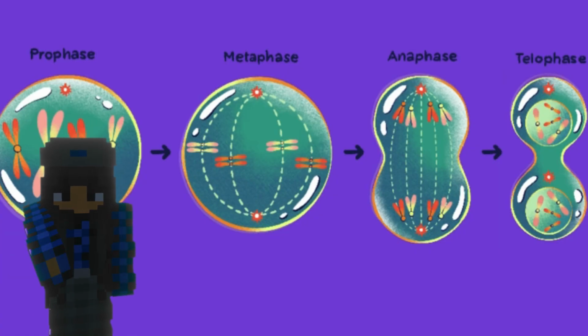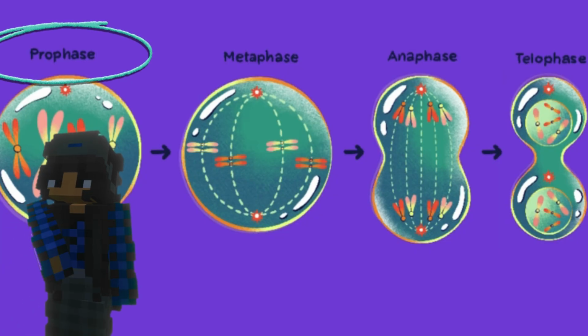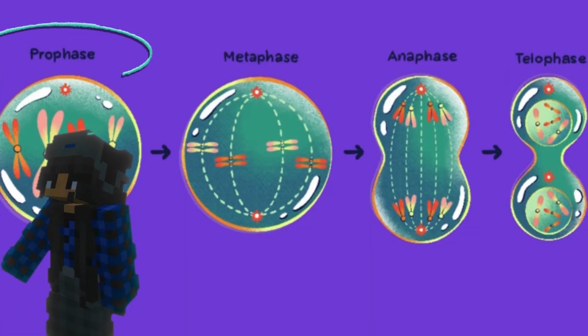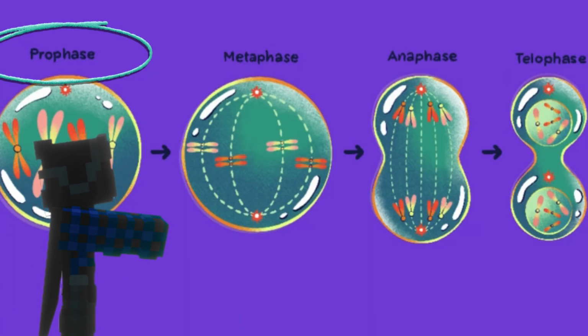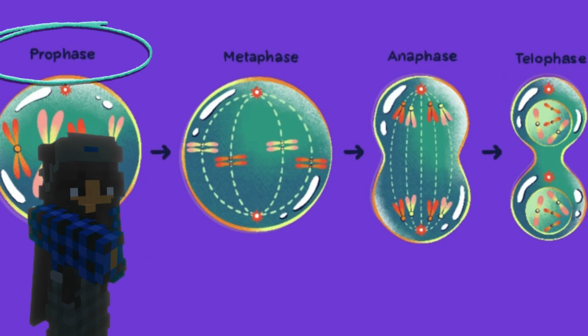The first part of mitosis is prophase. Here, the chromatin, these long strands of DNA, condense into visible chromosomes. The nuclear membrane begins to break down and the mitotic spindle starts to form.